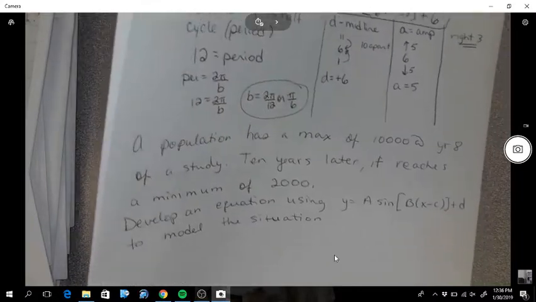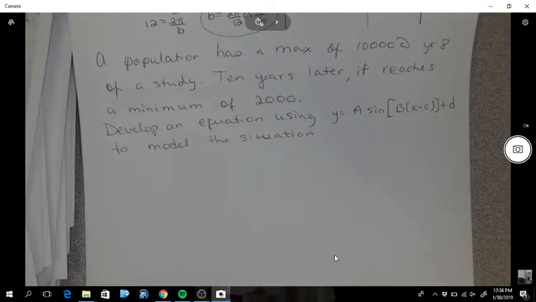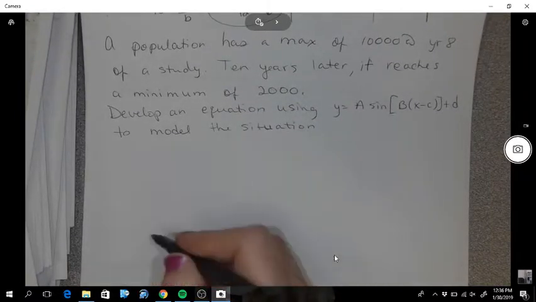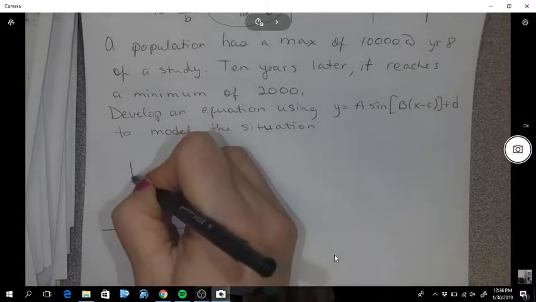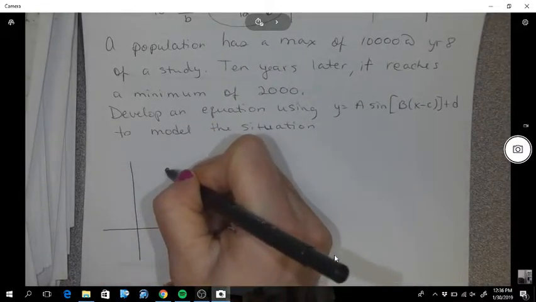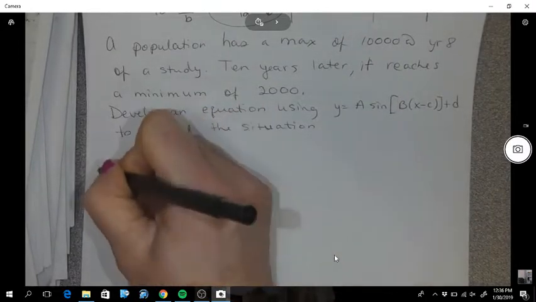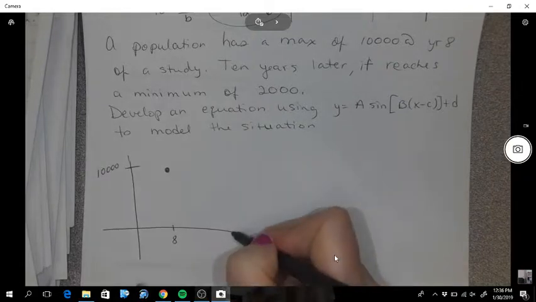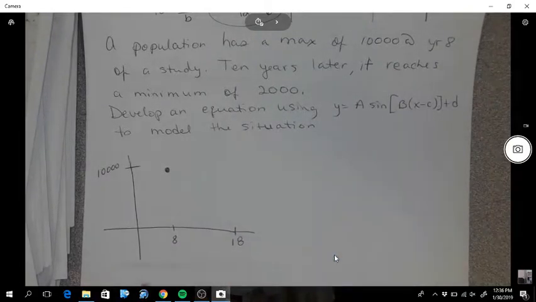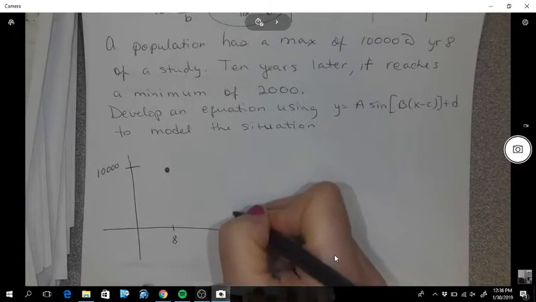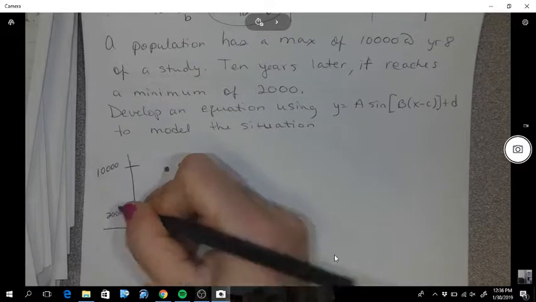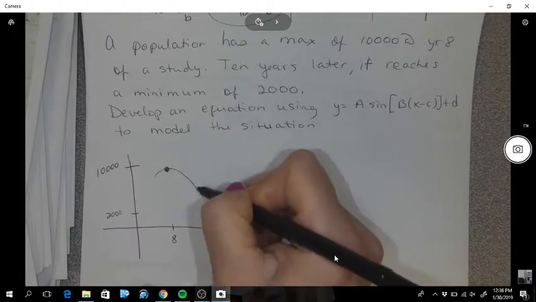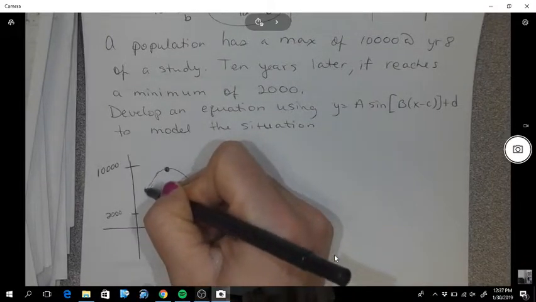Okay, now what if I give you a word problem? A population has a max of 10,000 at year 8 of a study. Okay, so a max, and 10 years later, so at 18, it reached a minimum of 2,000. So that's kind of the curve that we're talking about.